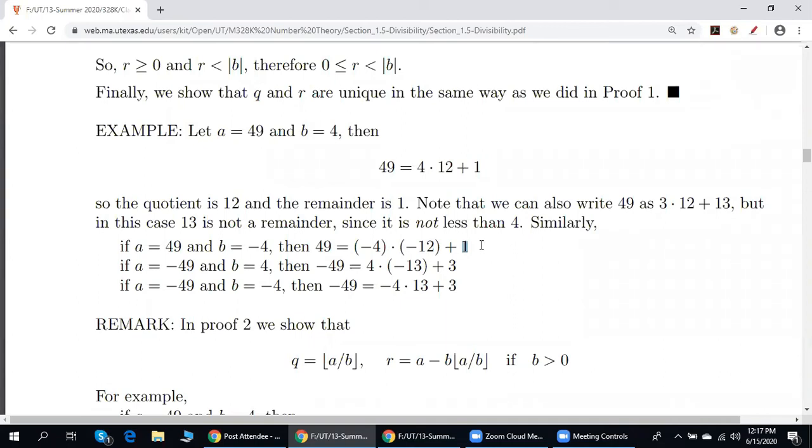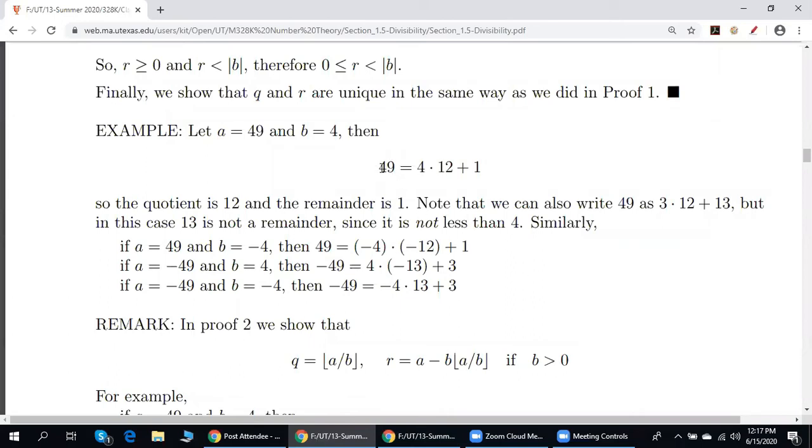In contrast, if a is negative 49, b is positive 4, quotient is negative 13, and remainder is 3. Similarly, if a is negative 49, b is negative 4, quotient is positive 13, remainder is 3. Here's what I'm trying to say.